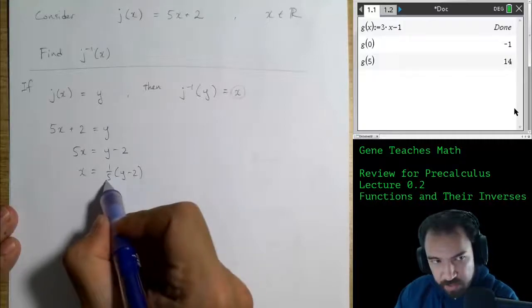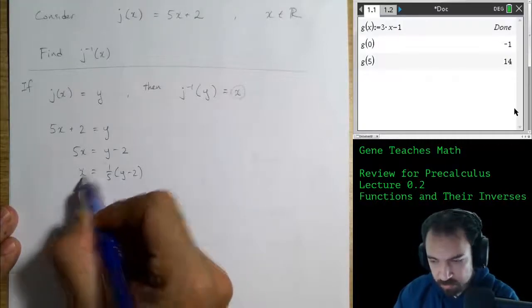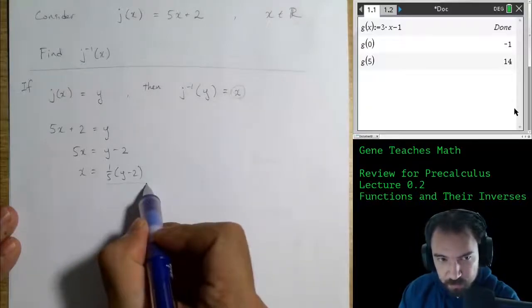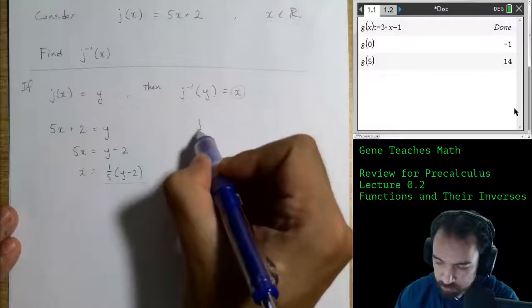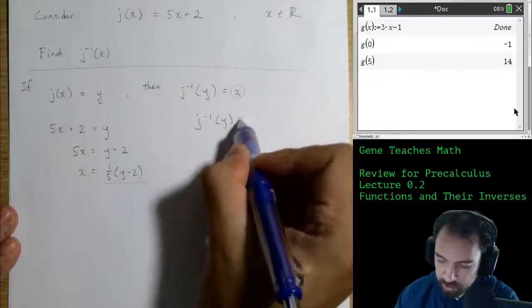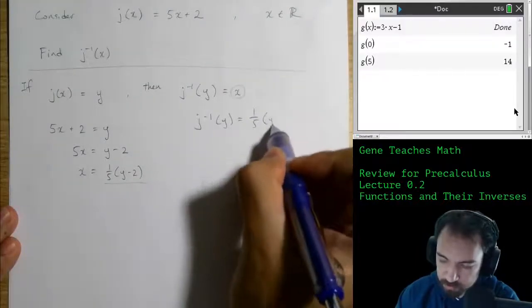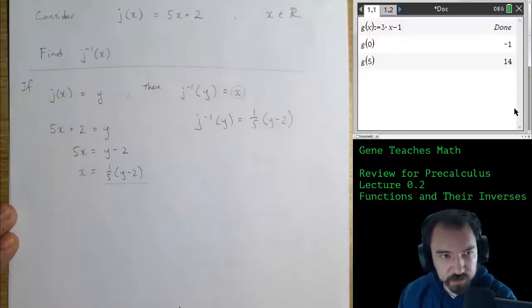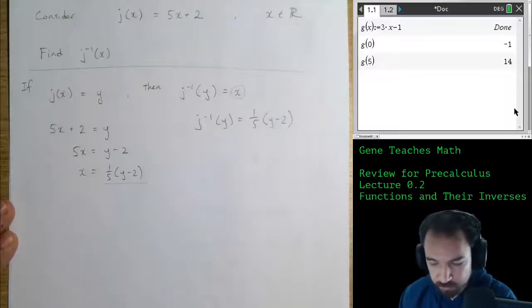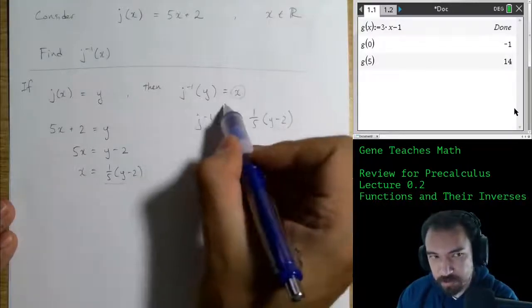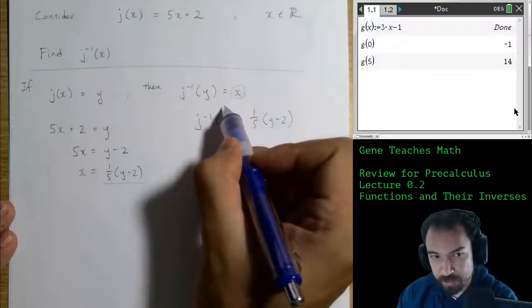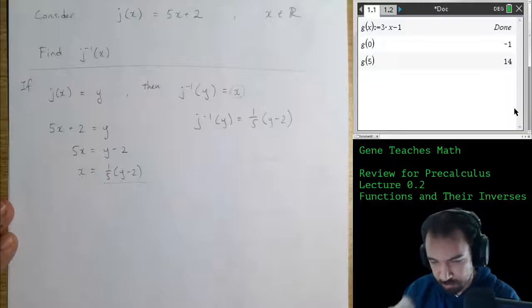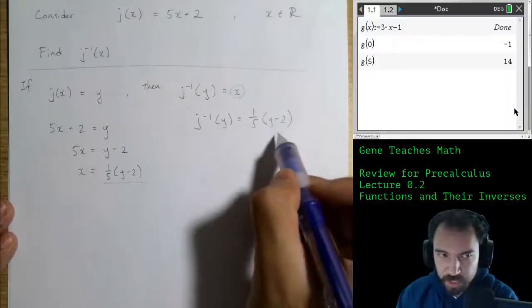So if x, which is over here, is represented by the expression 1/5 times y minus 2, couldn't I write j inverse of y equals 1/5 times y minus 2? It's a rhetorical question. The answer is yes. I have been consistent in all of this. Assuming, of course, that it's even possible to discuss what j inverse is, which in the next lecture we'll talk about those subtleties.